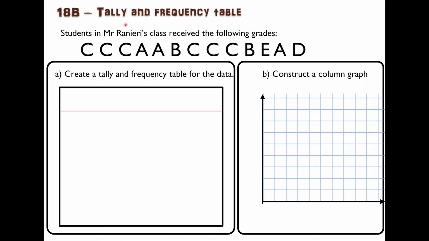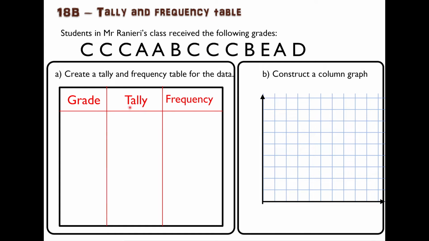Our table, we're asked to make a tally and frequency table. So we will need a column for the tally, a column for the frequency, and a column, in this case, I'm collecting grades, so a column for the grade. You can see that this is categorical data. All of the responses fit into categories, A, B, C, D, E. So the categories are A, B, C, D, and E. And now I can tally how many times each result occurs.